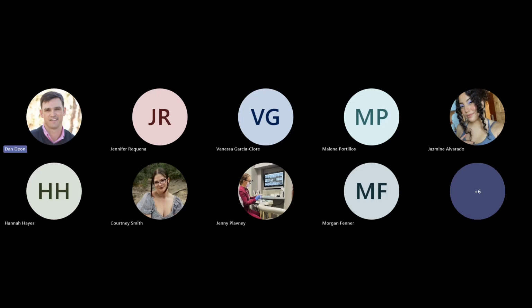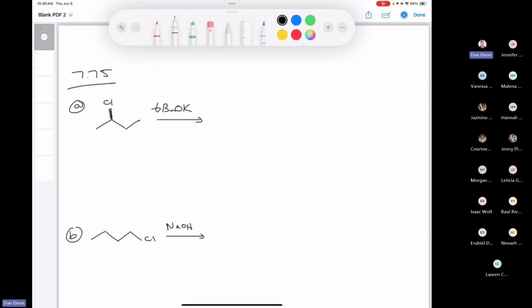Okay, so we're going to take a look at question 7.75a. So we have a secondary alkyl halide. We have a strong base, and it's also a weak nucleophile. Right, t-butoxide is too big and bulky to be a good nucleophile, but it is a very powerful base.